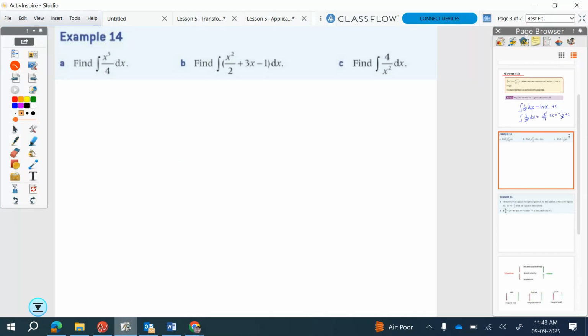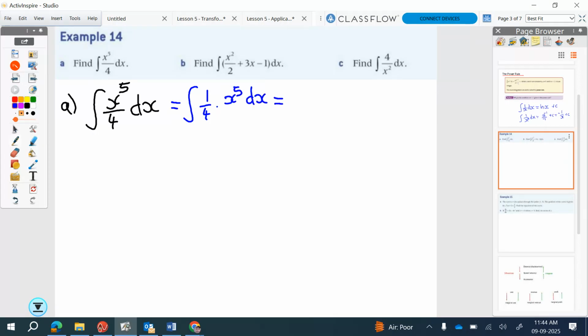Okay, so there are a few ways we can do these ones. In A, we have the integral of x to the 5 over 4 with respect to x. So with a constant, we can rearrange this one to say this is the integral of 1 over 4 times x to the 5 with respect to x. We can move that quarter here if we want, sort of showing how you think.